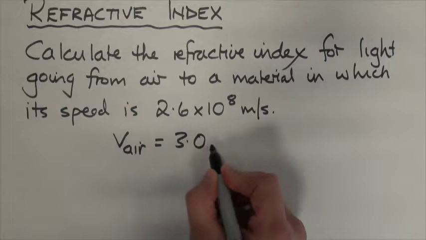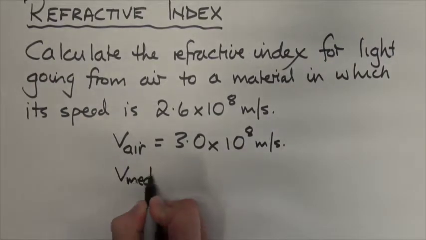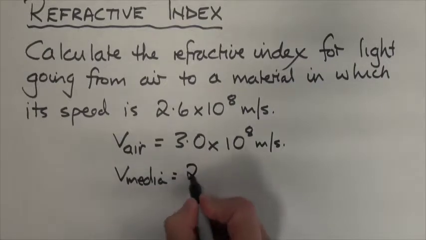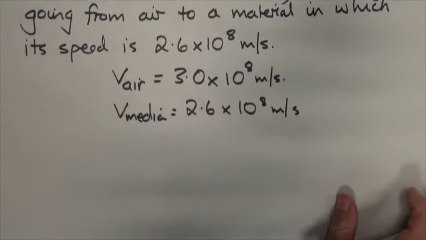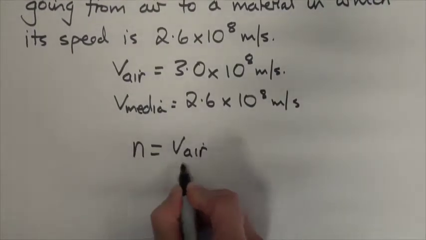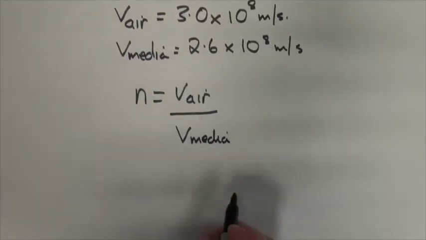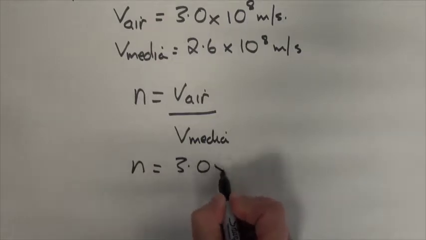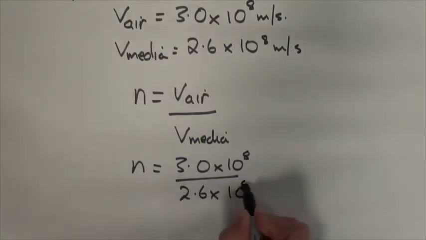Well, the speed in air we know is 3 times 10 to the 8 meters per second. The speed in the media is 2.6 times 10 to the 8 meters per second. So I'm going to use the refractive index formula. Now this is made up of the refractive index equals the speed in air divided by the speed in the media. So I substitute in my values. So it's 3 times 10 to the 8 divided by 2.6 times 10 to the 8.